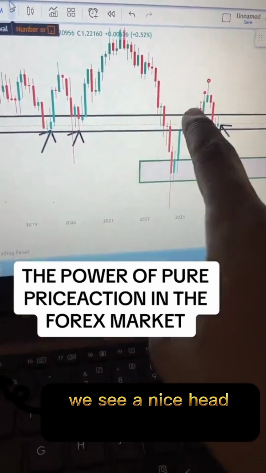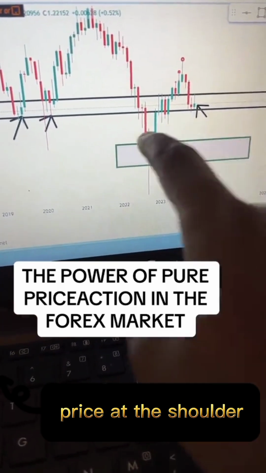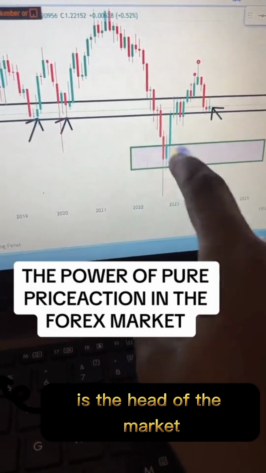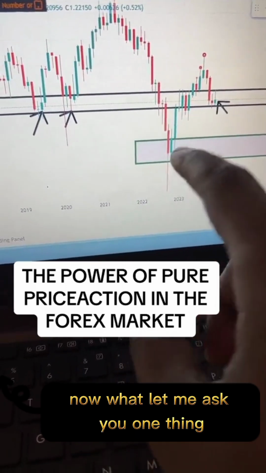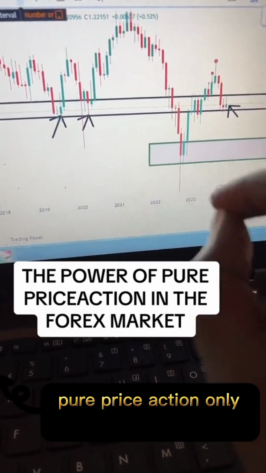We see a nice head and shoulder. All these are your shoulders. Price at the shoulder, price at the shoulder. This is the head. This is the head of the market. Now let me ask you one thing. You see how simple the market is when you use pure price action? Only trade what you see.